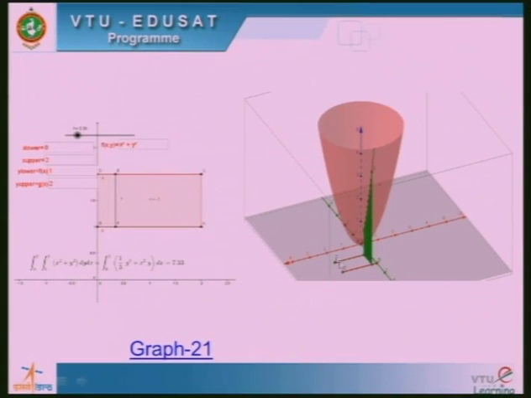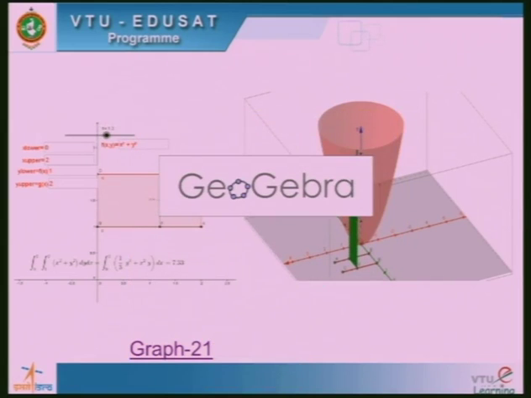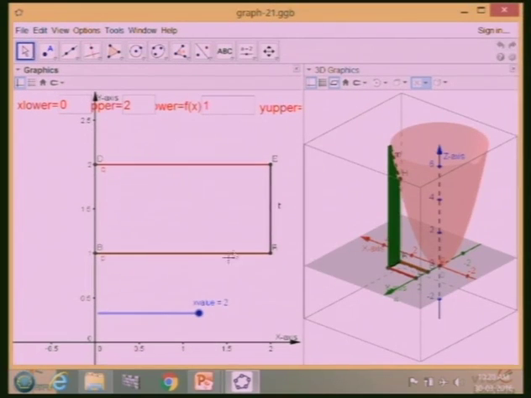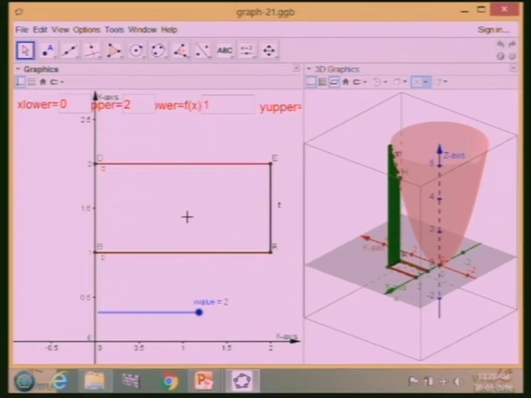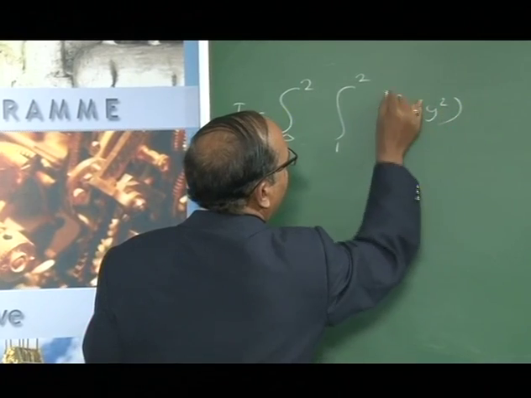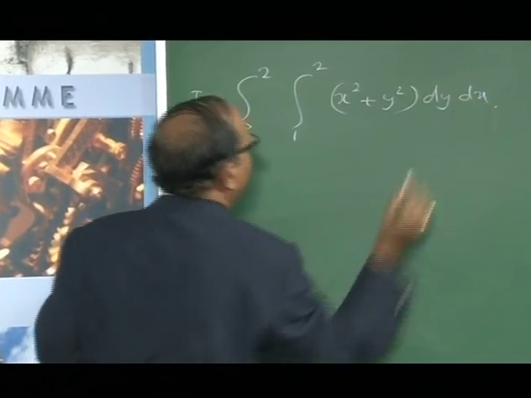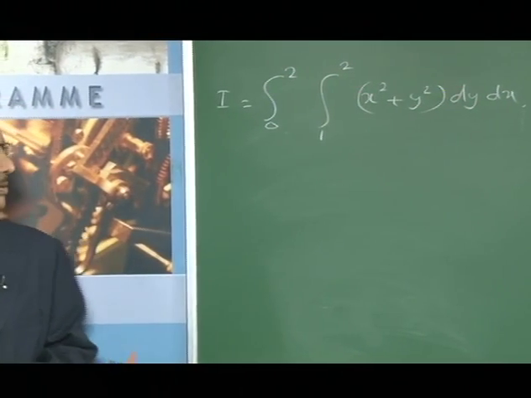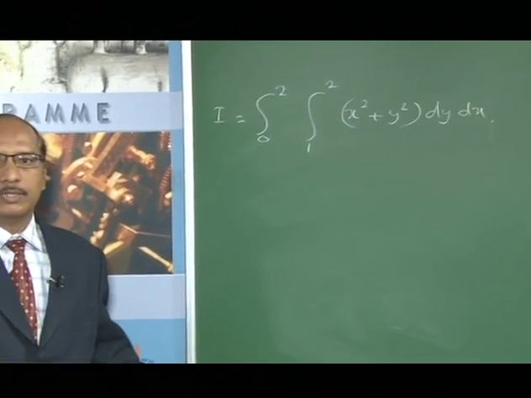This is the example drawn from GeoGebra. I can demonstrate the same example using the software. You can see it lively and understand the concept, how the volume is generated from this figure. Here the same example, x limits are 0 to 2 and y limits are 1 to 2. The function is x square plus y square dy dx. The inner integral is with respect to y and the outer integral is with respect to x.